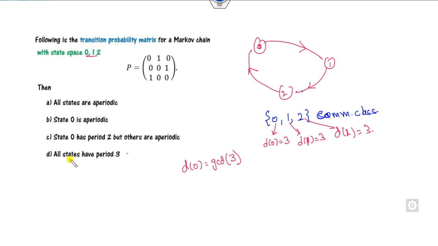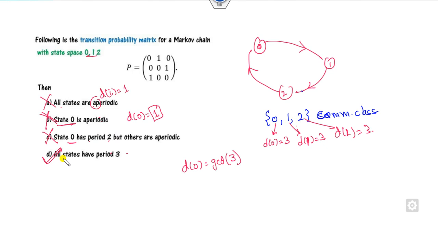State 0 is aperiodic, cancel. Why? Because for aperiodic, you need the period to be 1. So this is a cancel. All the states are aperiodic. Again cancel, because you need all the states to have period 1. Then only the aperiodic. State 0 has a period 2. That's the wrong option. So the right answer is only D.